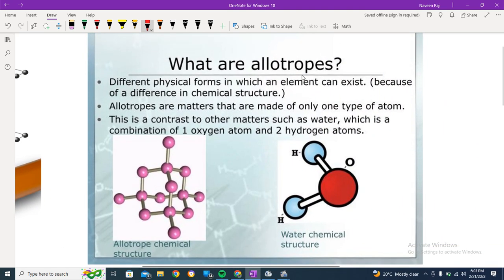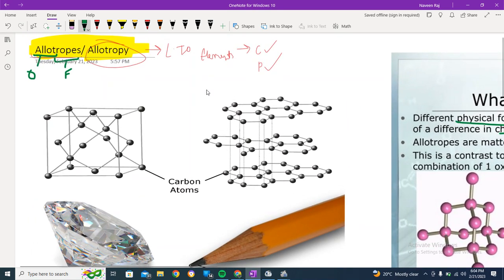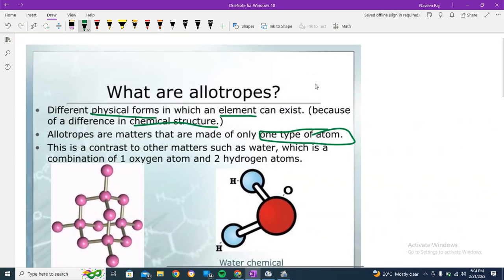First of all, let's look into what allotropes are. Different physical forms in which an element can exist because of differences in chemical structure. Of course the arrangement of atoms is different, but the constituent is always a pure element. Next, allotropes are matter that is made up of only one type of atom. Again, I said the same point: if you get the concept that they are limited to pure elements, all your concepts about allotropes will be clear.